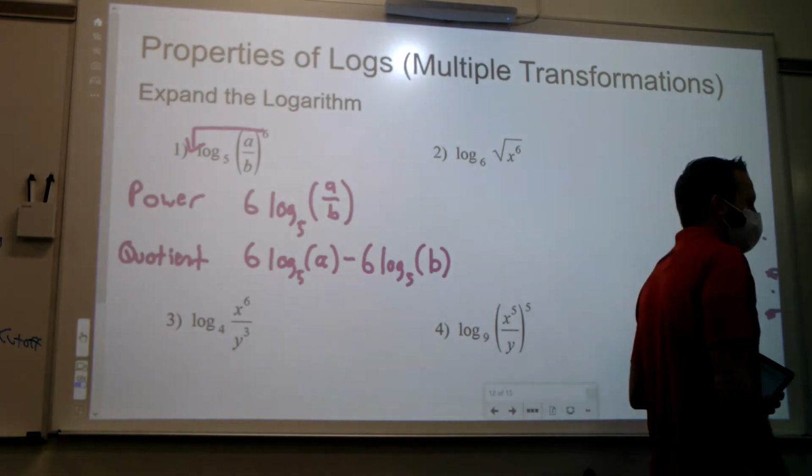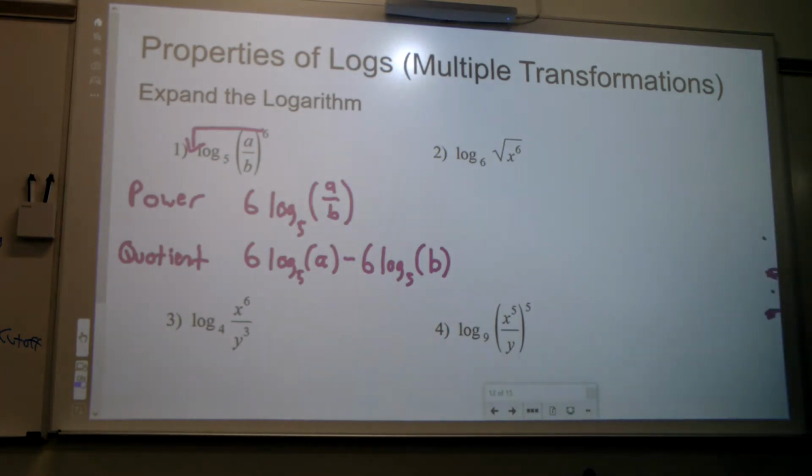This one is actually just one property, but it's kind of more of a simplifying thing. What I hope you're starting to get into the habit of is whenever you see a square root, how are you going to write it? As a fraction power. Good. Which fraction power? 1/2. So I'm going to write this as log base 6 of x to the 6, raised to the 1/2 power.